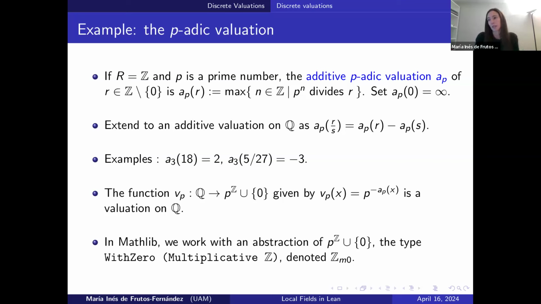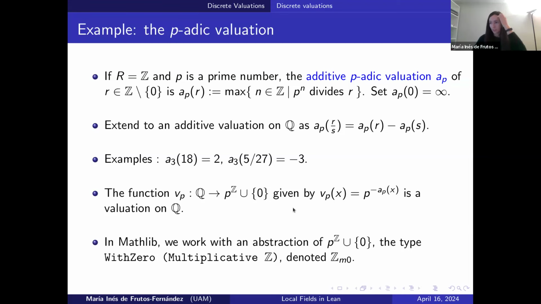Now, this can be extended to an additive valuation on Q, just by saying that the additive valuation of a fraction is the additive valuation of the numerator minus the additive valuation of the denominator. And well, here you have some examples. So 18 is equal to 2 times 9, so the three-adic valuation of 18 is equal to 2. And similarly, the three-adic valuation of 5 over 27 will be negative 3 because the valuation of 5 is 0 and the valuation of 27 is 3.